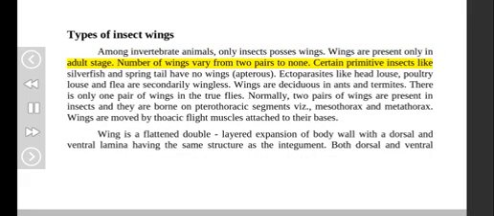Number of wings vary from 2 pairs to none. Certain primitive insects like silverfish and springtail have no wings, Apterygota. Ectoparasites like head louse, poultry louse and flea are secondarily wingless. Wings are deciduous in ants and termites. There is only 1 pair of wings in the true flies.